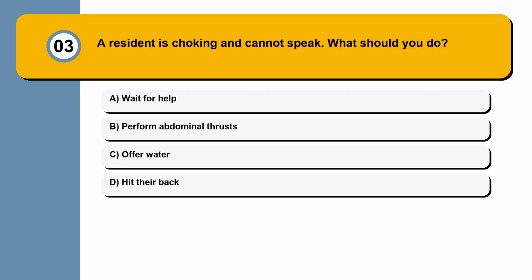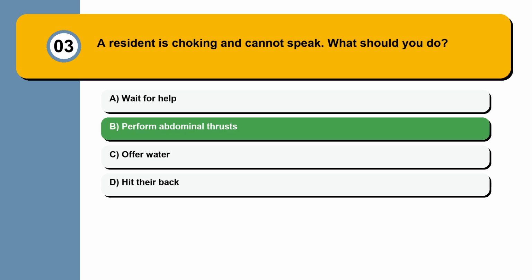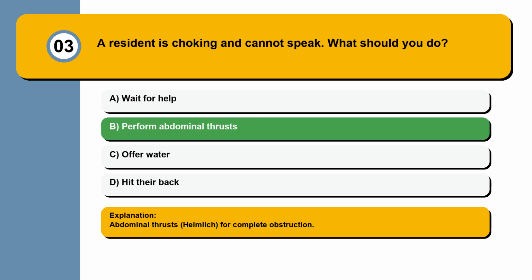Question 3. A resident is choking and cannot speak. What should you do? Wait for help. Perform abdominal thrusts. Offer water. Hit their back. Abdominal thrusts, Heimlich, for complete obstruction.